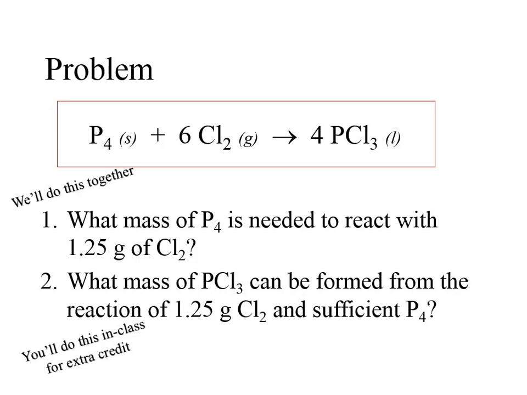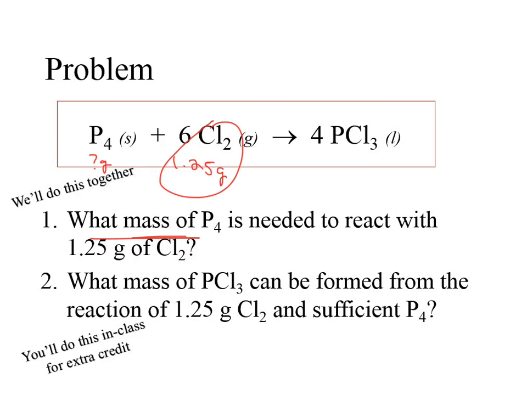It's a really classic problem. Sometimes what I'll do, and I didn't do it before on Wednesday, is I'll say what mass of P4, so for this first problem we're going to do together, I'll put the question mark under P4. What mass of P4 is needed to react with 1.25, and I'll put 1.25 grams under the Cl2? That just is a way to kind of diagram the problem. So basically, we're going to go from grams of Cl2, not 6 Cl2, to grams of P4, question mark grams. That's what we're going to do together.